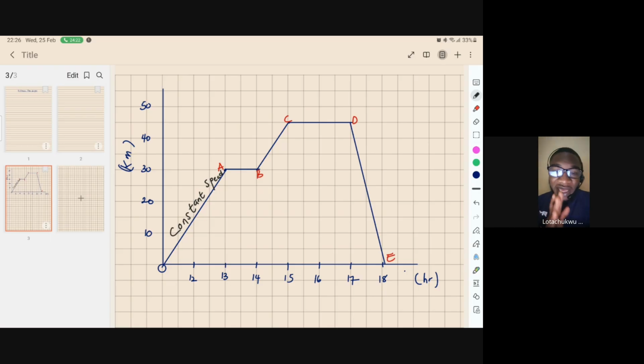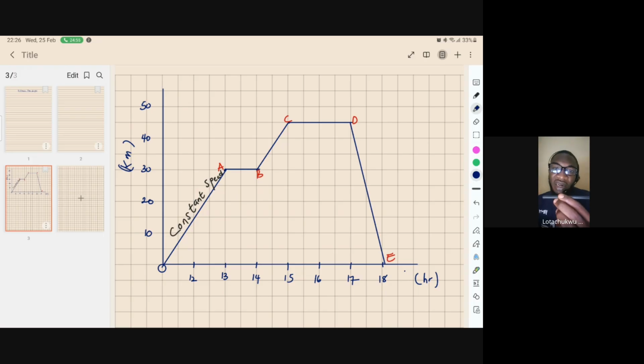All right, so that's constant speed. Then from A to B, you have a flat line like this. Pay attention, people of God. A straight horizontal line like this means that the body is not moving. It means that the body is stationary. That's what the line from A to B represents. From 0 to A, the slanted line means constant speed. But a horizontal line simply means the body is at rest.